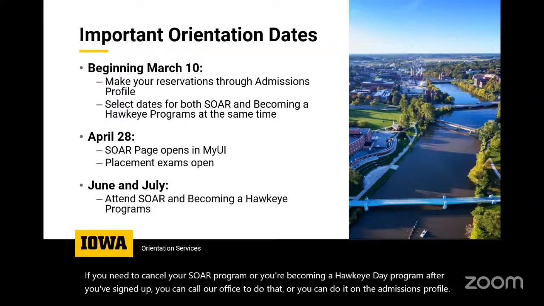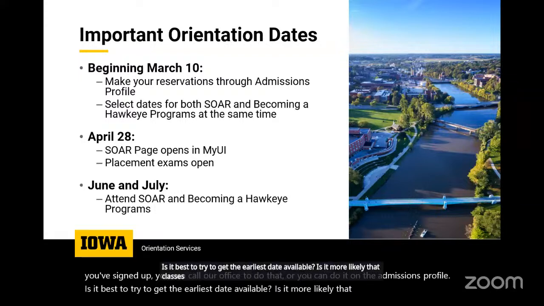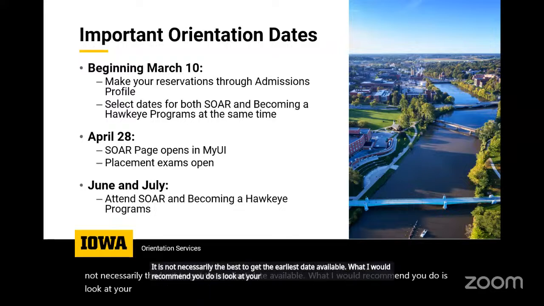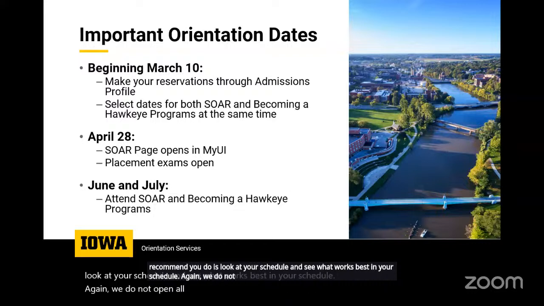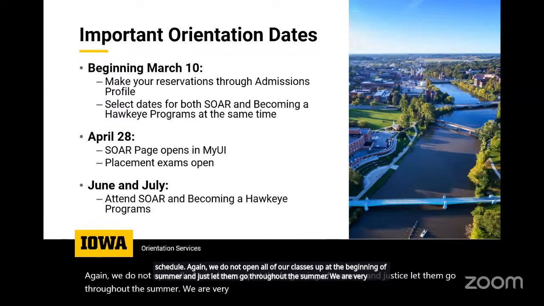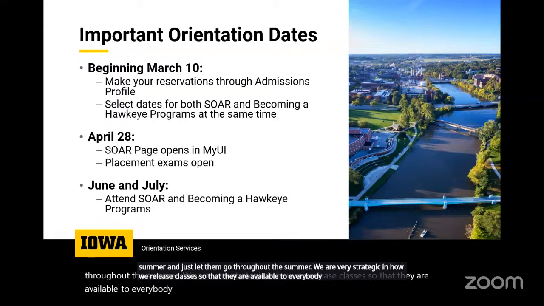Is it best to try to get the earliest date available? Is it more likely that classes are still open? It is not necessarily the best to get the earliest date available. What I would recommend you do is look at your schedule and see what works best in your schedule. Again, we do not open all of our classes up at the beginning of summer and just let them go throughout the summer. We are very strategic in how we release classes so that they are available to everybody, regardless of the SOAR week that you're coming to.